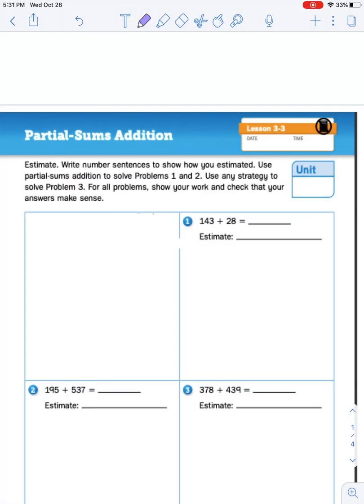Hi mathematicians! Today, and actually for a few more days, we are going to be learning a few different strategies for addition. Today we are going to be learning something called partial sums addition.